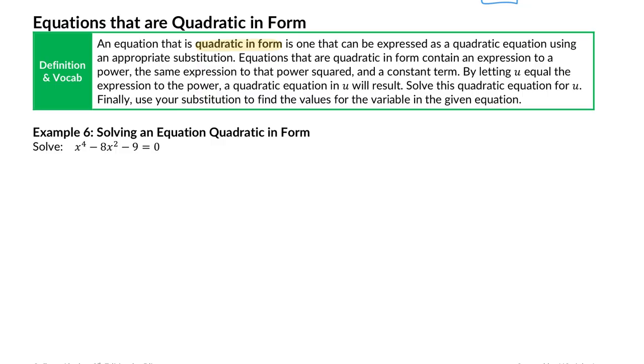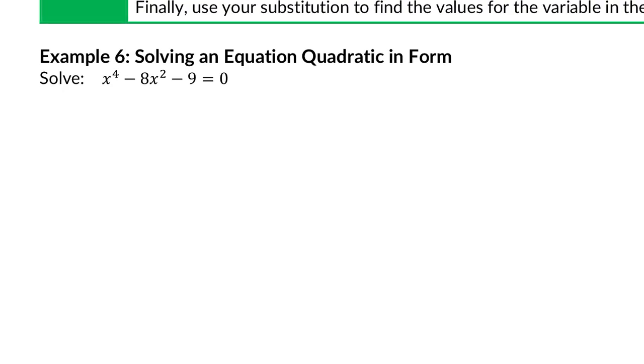Equations that are quadratic in form contain an expression to a power, that same expression to a power squared, and a constant term. They contain an expression, a constant, let's use the number 5, and that same expression squared. So that looks like a quadratic. This U, however, might be something kind of crazy. By solving this U substitution quadratic, we'll be able to find a simpler quadratic to factor.